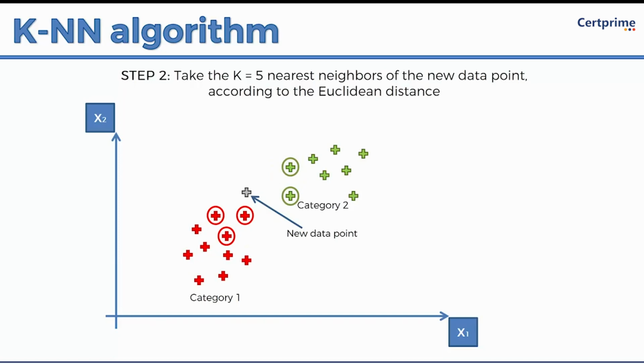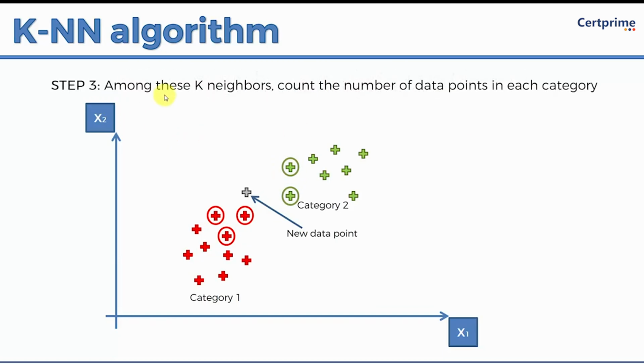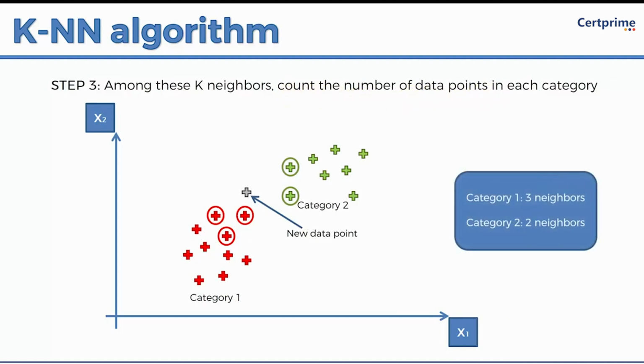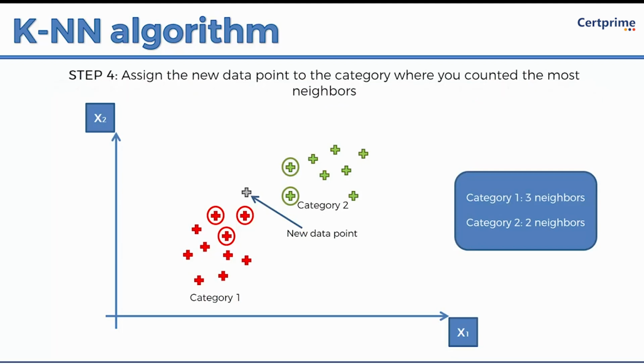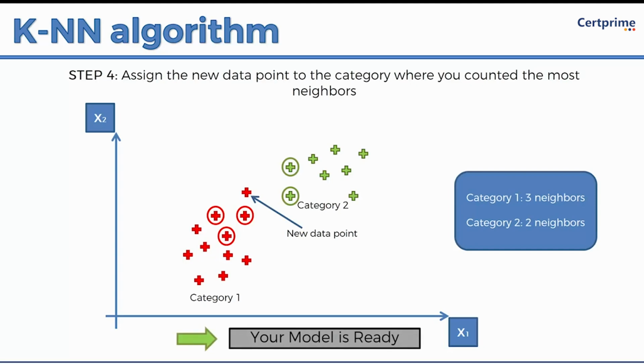So now all we have to do is step 3: among these k neighbors, count the number of data points in each category. You can see in category 1, the red one, we have 3 neighbors. In category 2, we have 2 neighbors. So therefore, step 4: assign the new data point to the category where you counted the most neighbors. That means we need to assign it to the red category. As simple as that. There we go. Now we have classified this new point and your model is ready. It's a very straightforward algorithm, one of the simplest you can think of.